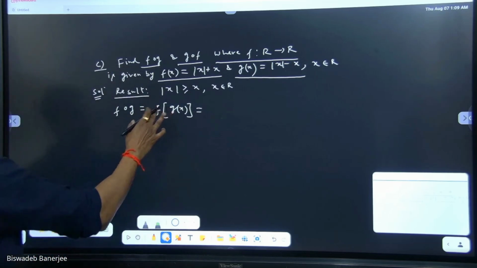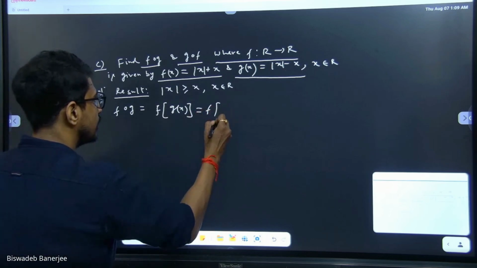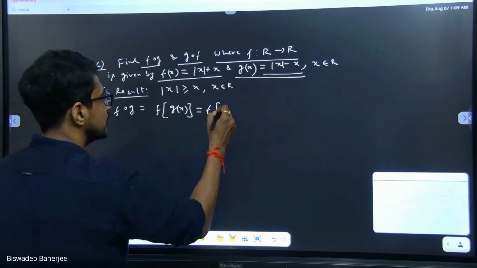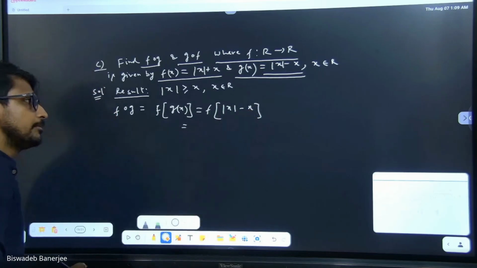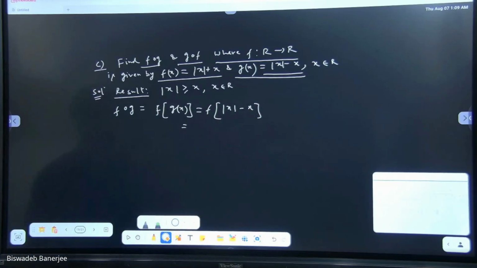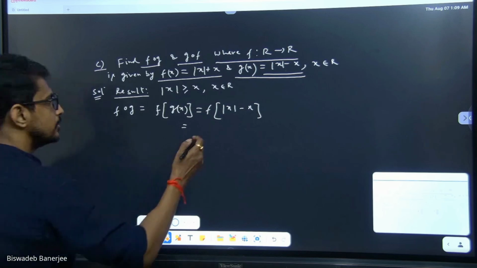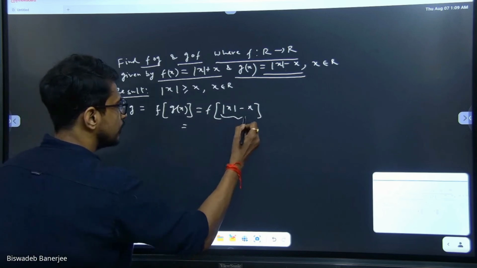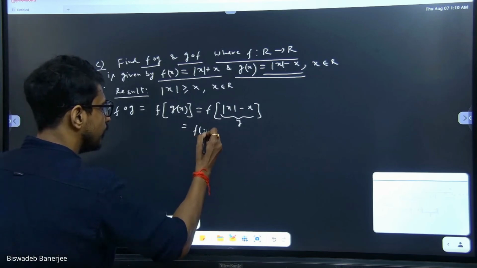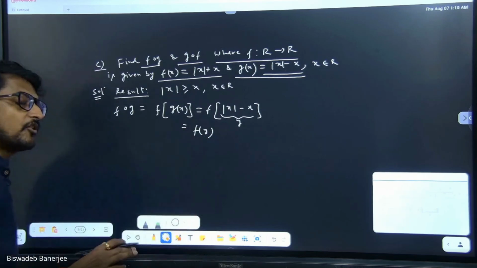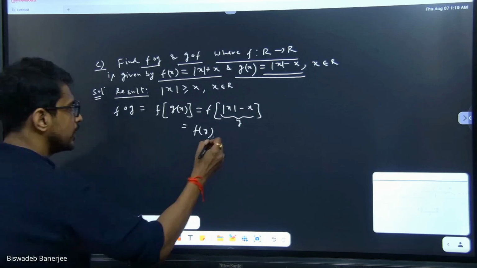So f of g means f of g(x), which is equal to f of, what is my g(x)? My g(x) is |x| - x. Now let this one be y. Now |x| - x equals some y, so this becomes f of y. Now what is f of y?